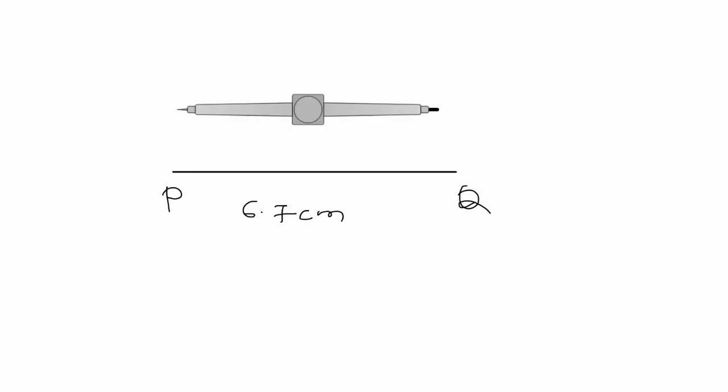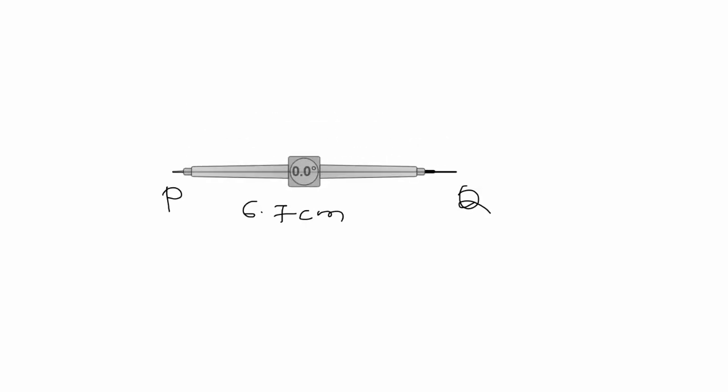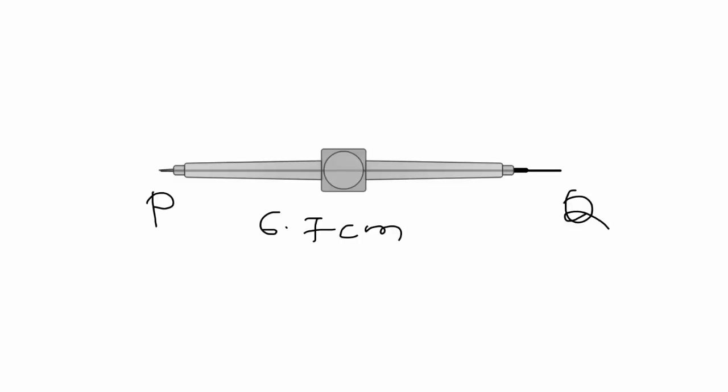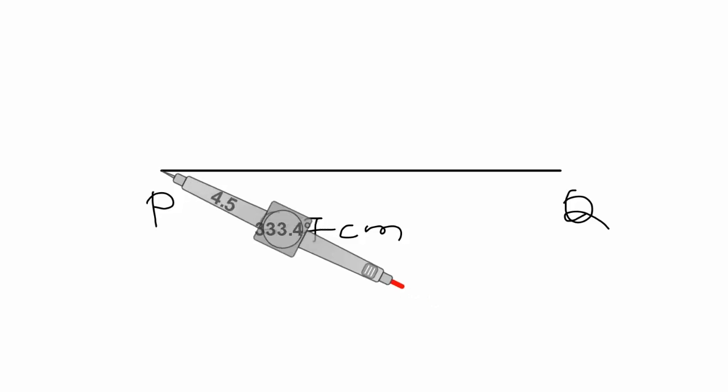Lift the ruler and give the name of this segment. We give the name PQ. The length of this segment is 6.7 centimeter. With the help of the compass, put the pointed tip of the compass on point P. Then take a convenient distance. Draw the arc above and below.